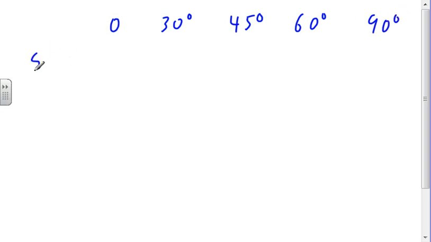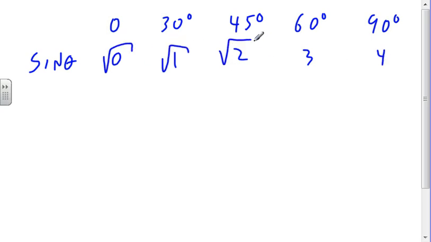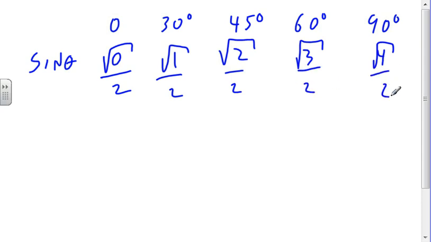And then we're going to say, well, what is the sine of that angle? And we're going to put a 0, 1, 2, 3, 4. And then we're going to go square root, square root, square root, square root, square root. And then we're going to divide by 2, divide by 2, divide by 2, divide by 2, divide by 2. And then we're going to say, well, the sine of 0 is 0.